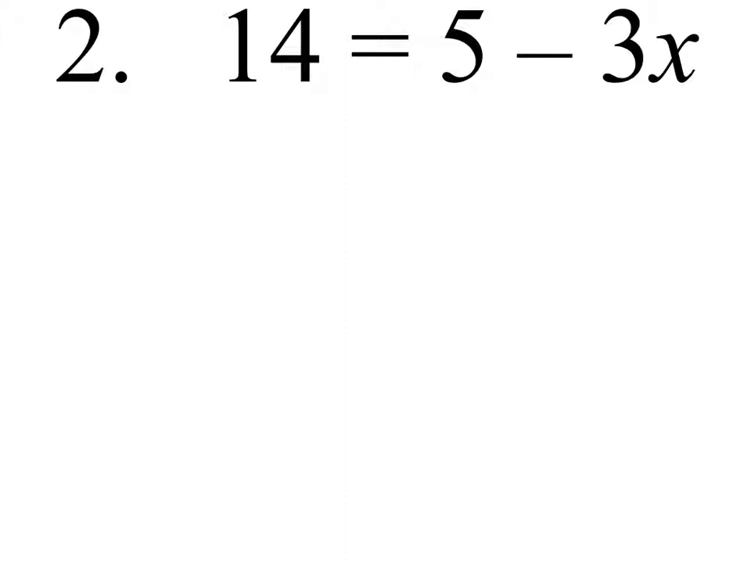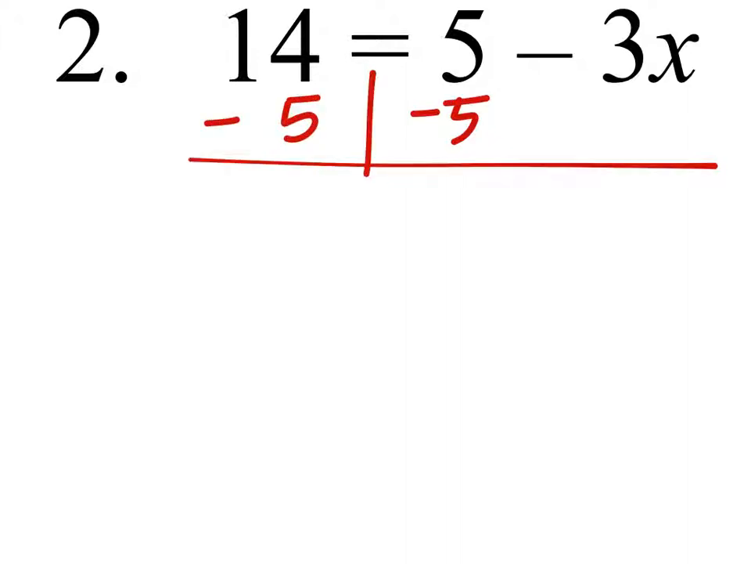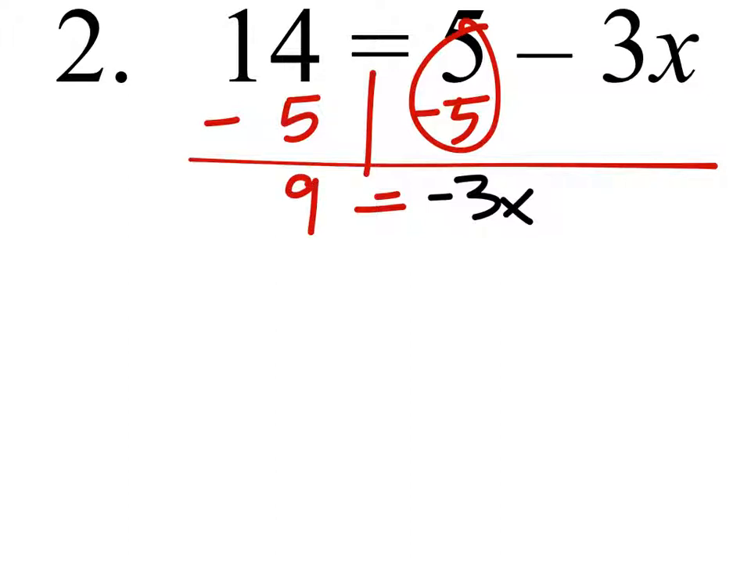So this one, we've got all of our x's on the right, but it's with a number, so we've got to get rid of that 5. Now remember, the idea here is to zero this thing out right there, so that we're just left with that negative 3x. And then we've got 14 minus 5, which is 9.